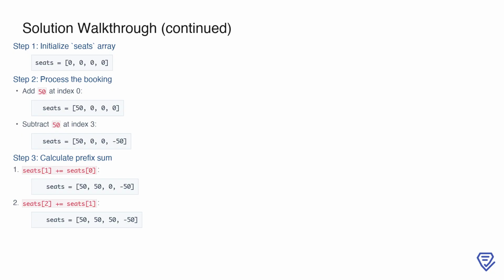Then, we subtract 50 at index 3, marking the end of the booking after flight 3. The updated array is 50, 0, 0, minus 50. Next, we calculate the prefix sum to get the total seats for each flight.